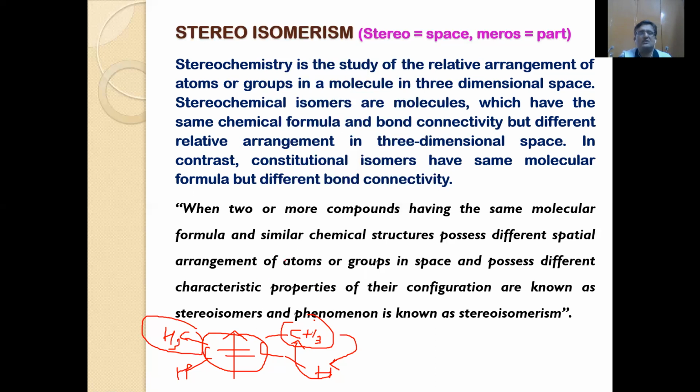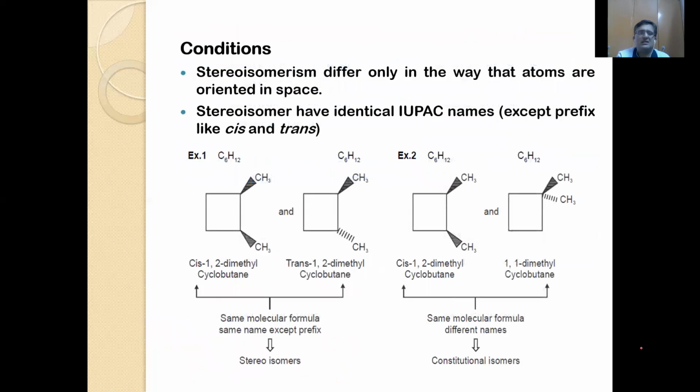That's why we must define stereoisomerism in such a way that compounds having the same molecular formula and similar structures, possessing different spatial arrangements of atoms or groups in three-dimensional space, are called stereoisomers. The phenomenon is called stereoisomerism. What are the different orientations? I have already shown you with respect to but-2-ene.